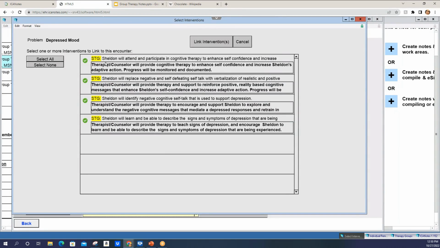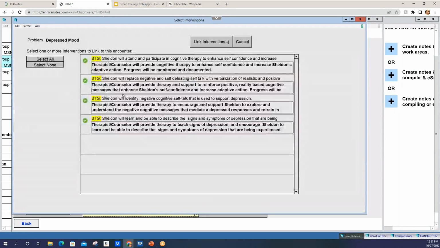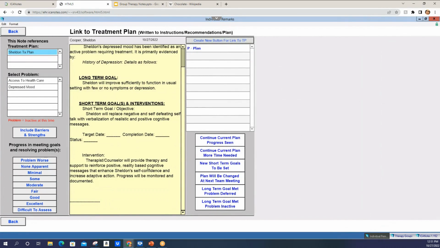And there are my short term goals. There are my interventions here. And we have interventions for everyone: occupational therapists, recreational therapists, peer support, therapist counselors, nursing, everyone. So I can pick what we're working on with him. Maybe for him, we were working on having him replace negative and self defeating talk. I can link that in. Oh, I have to grab it to link it in. So let me select none, select here, link the intervention, and it links it in. So he is going to, with verbalization of realistic positive cognitive messages, and we're going to provide therapy and support to reinforce those positive reality-based cognitive messages that will enhance his self-confidence.